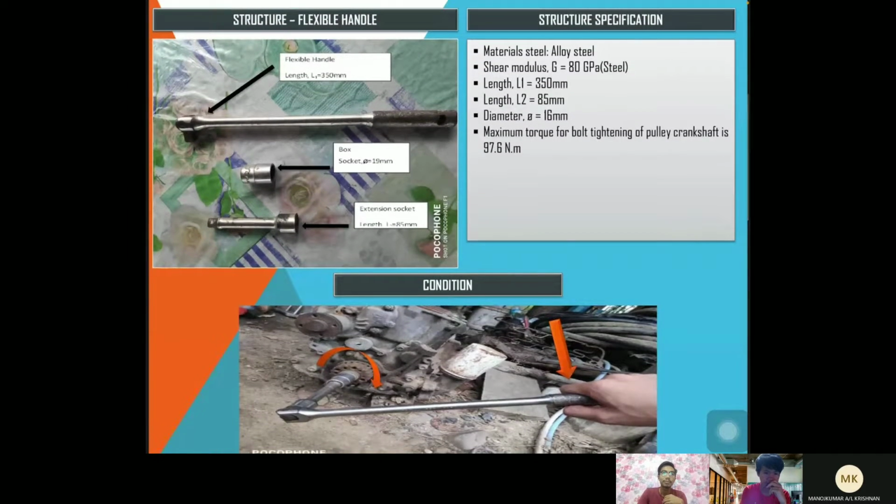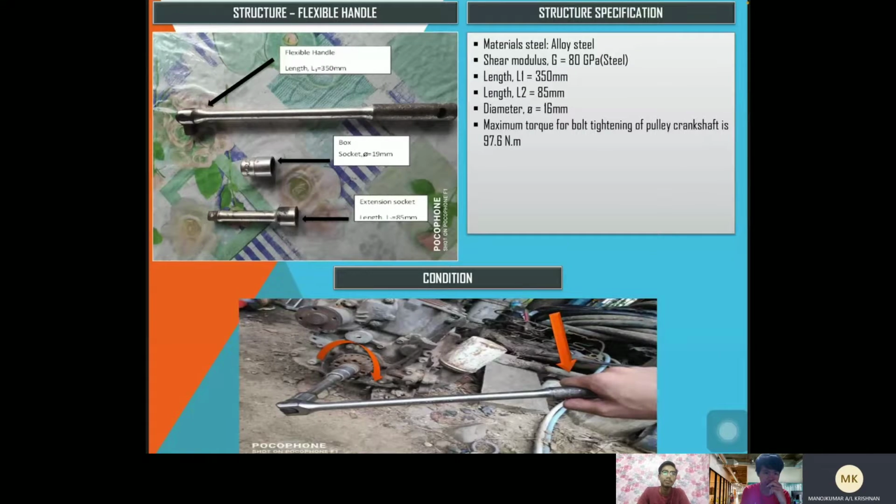Hello, my name is Harley Jolison. Today I will explain about the calculation. First, we should know about the structure of flexible handle. The structure specification is, first, material: steel, alloy steel. Shear modulus G equals 80 GPa for steel, and the length for the flexible handle is 350 mm, and the length for extension socket is 85 mm.